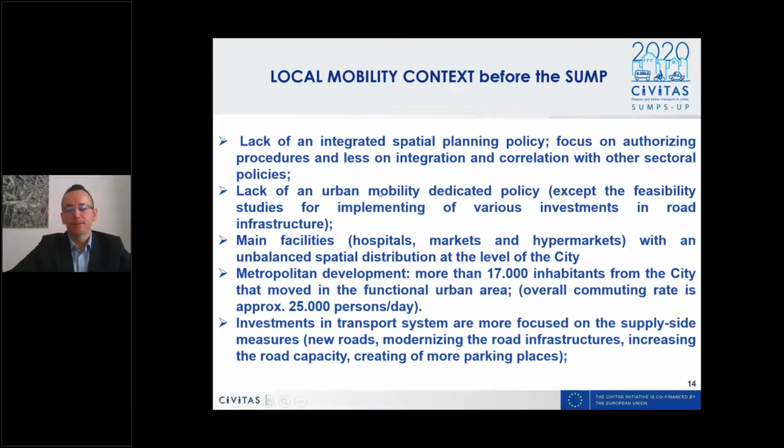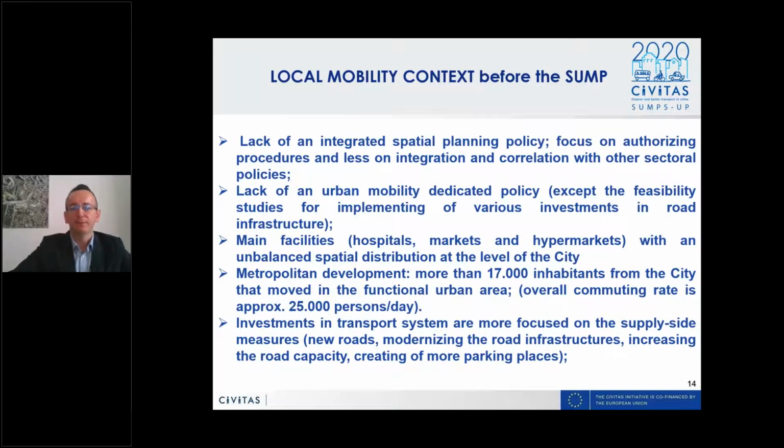The main context regarding mobility was related to the lack of an integrated spatial planning policy. The focus was on authorizing procedures and less on integration and correlation with other sectorial policies. There was a lack of an urban mobility dedicated policy, except the feasibility studies for implementing various investments in the road infrastructure.